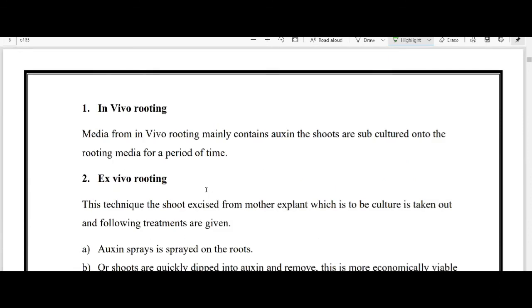Okay. In vivo rooting media mainly contains auxin. The shoots are subcultured onto the rooting media for a period of time. So if we are getting shoots but not getting the roots, then we generally give auxin. Auxin is a hormone which induces rooting in the plantlets. So we give them auxin for a certain period of time. We can add the auxin.